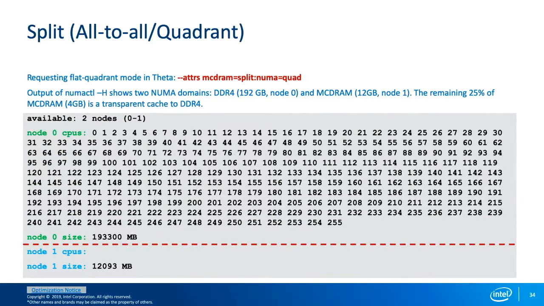And I would say this is the least common. This hybrid setup is probably the least common I've seen people execute on. Typically, flat quadrant or cache quadrant tend to be the most popular.